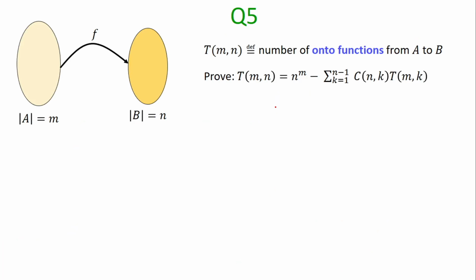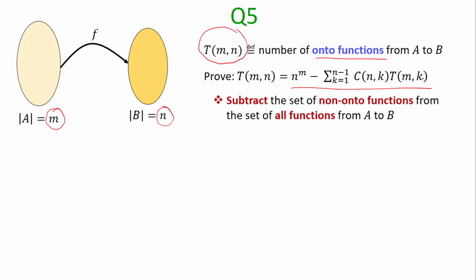Let's go to question 5. In question 5, I have defined the function t of m comma n, which is as follows. You have two sets, a set A whose cardinality is m, and a set B whose cardinality is n, and t of m comma n denotes the number of onto functions from the set A to the set B. I have to show that t of m comma n satisfies this recurrence condition. So let's prove that.